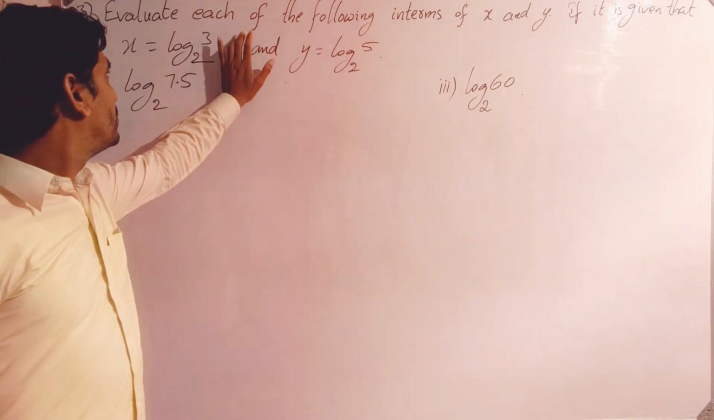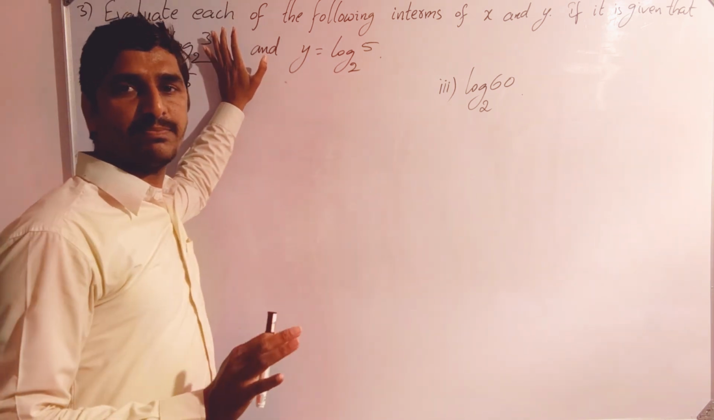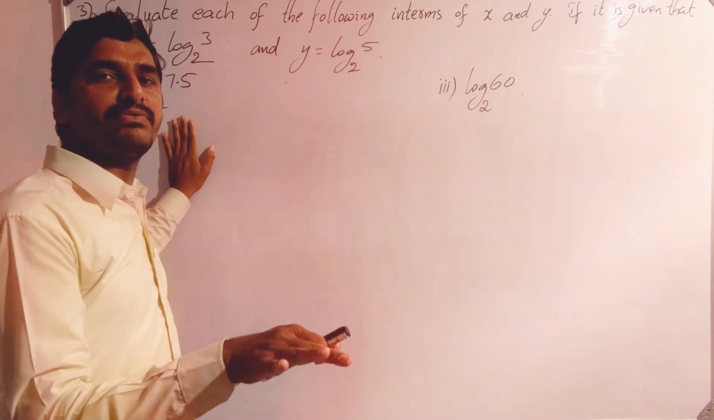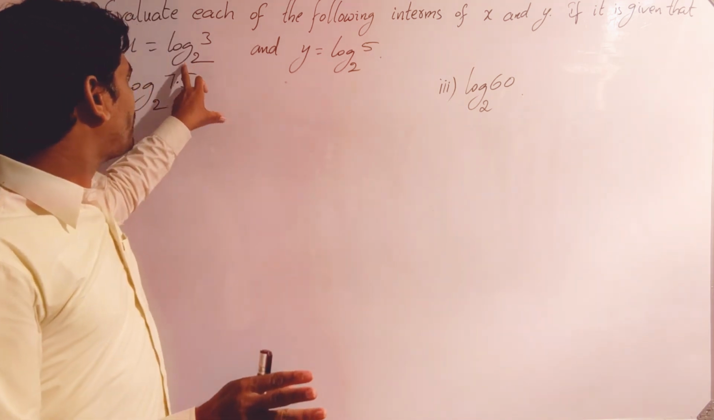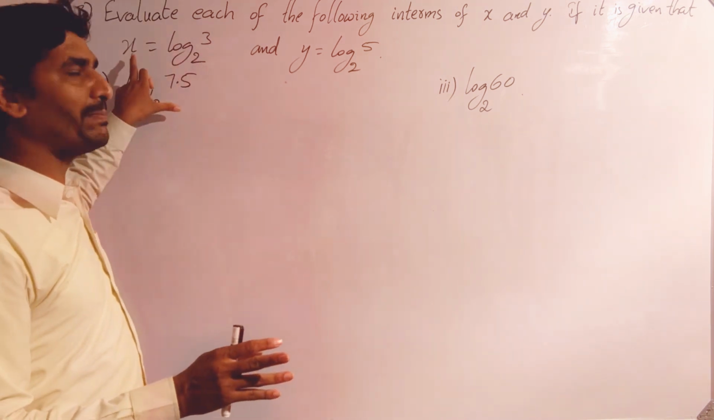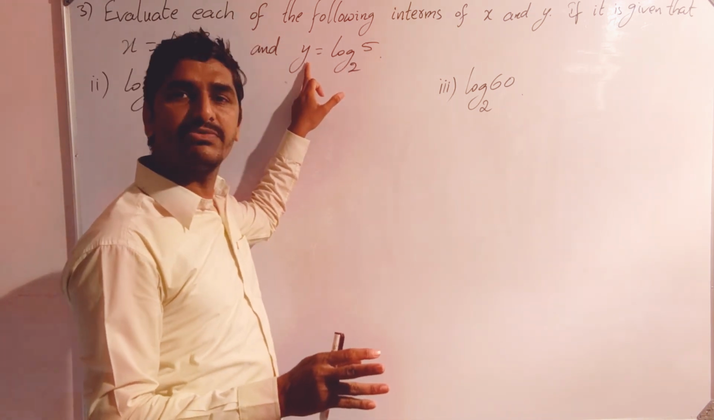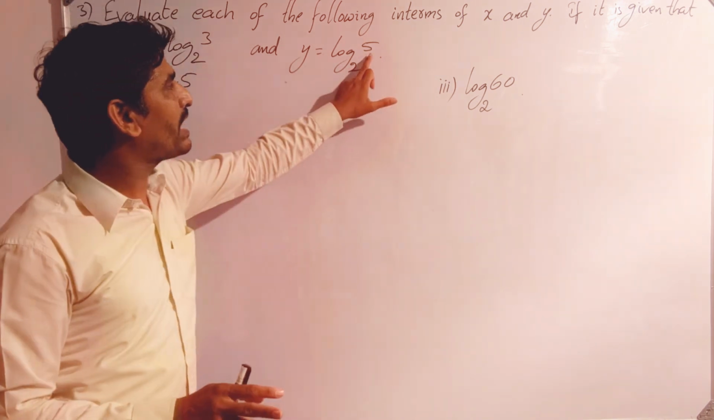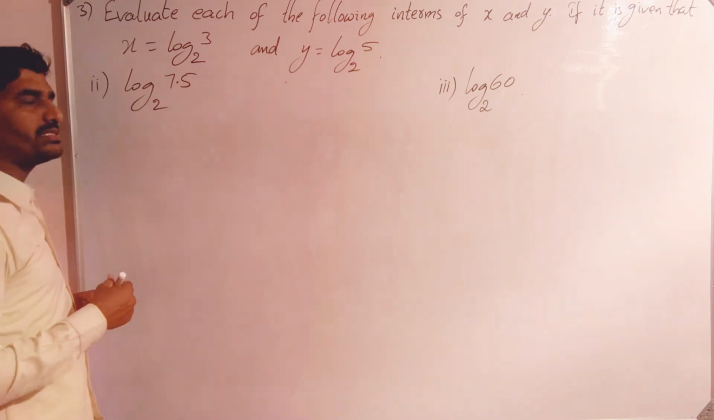Third problem. Evaluate each of the following in terms of x and y. The values are given, and these values are represented in terms of x and y. But here, what is x, what is y? The value log 3 to the base 2 is replaced with x. The value log 5 to the base 2 is replaced with y. Okay. Log 3 base 2 is x, log 5 base 2 is y. Replace. How to do?